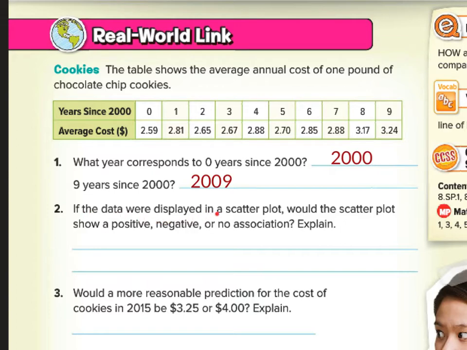If the data were displayed in a scatter plot, would the scatter plot show a positive, negative, or no association? Well, let's see here. I can see that we start at 259 and we end at 324. We have some numbers that are definitely above 259. Actually, now that I look, everything is above 259. So if it's increasing, we can say there's a positive association, because we see that the data appears to increase from left to right. Starting from 0, it would increase gradually.